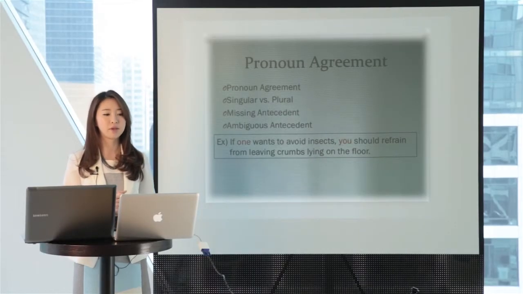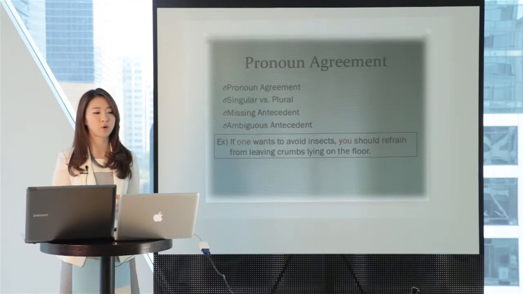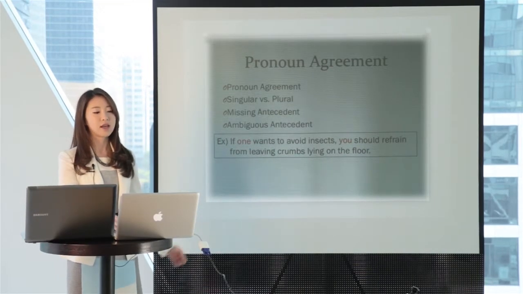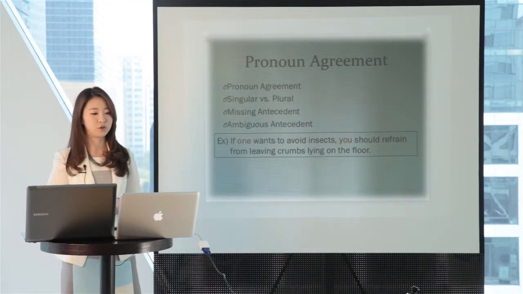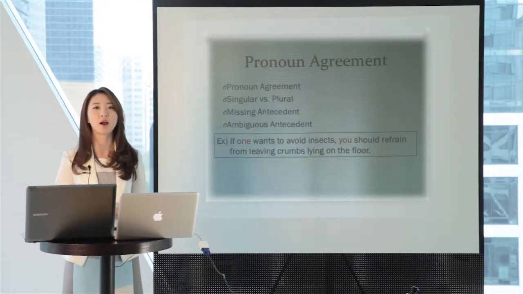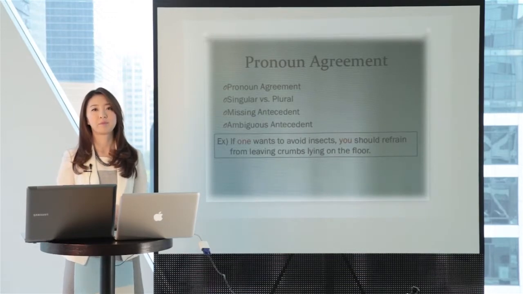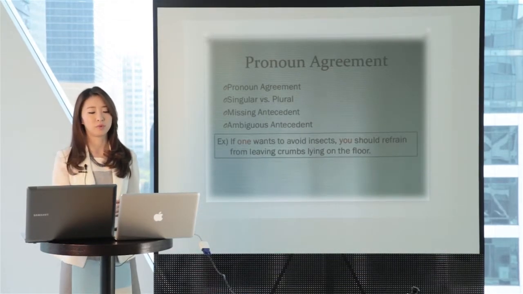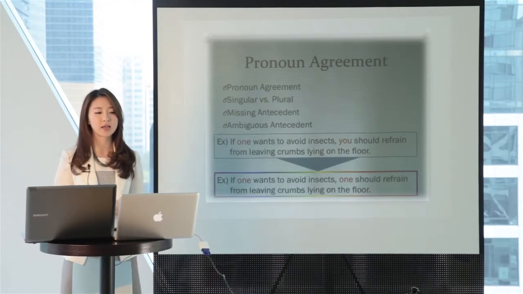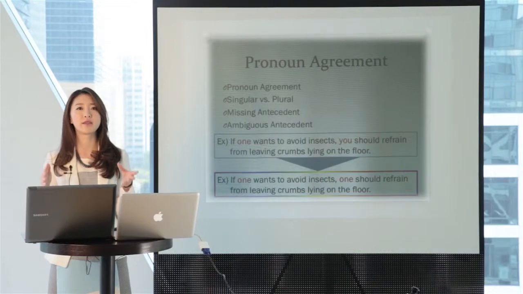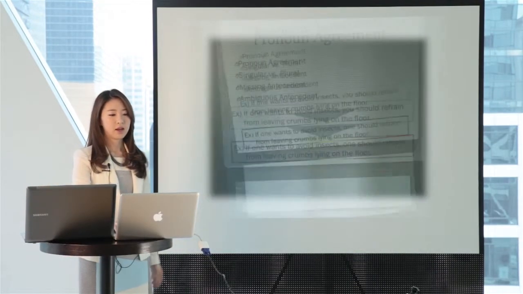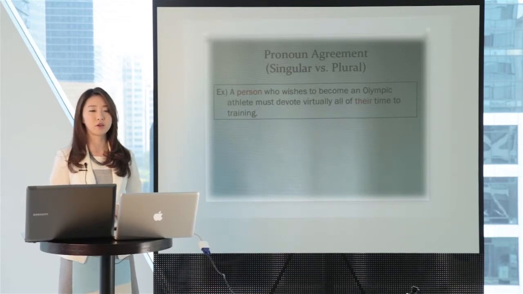Now the pronoun agreement. In the pronoun agreement, it's comprised of singular versus plural, missing antecedent, and ambiguous antecedent. We're going to look at the most simplest form, which is pronoun agreement. Now the example here says, if one wants to avoid insects, you should refrain from leaving crumbs lying on the floor. Now we started with the pronoun one. We shouldn't suddenly change that into a you. So it should be, if one wants to avoid insects, one should refrain from leaving crumbs lying on the floor. You get it? Like the sentence always has to be in a parallel structure, always flow in the same direction, okay?